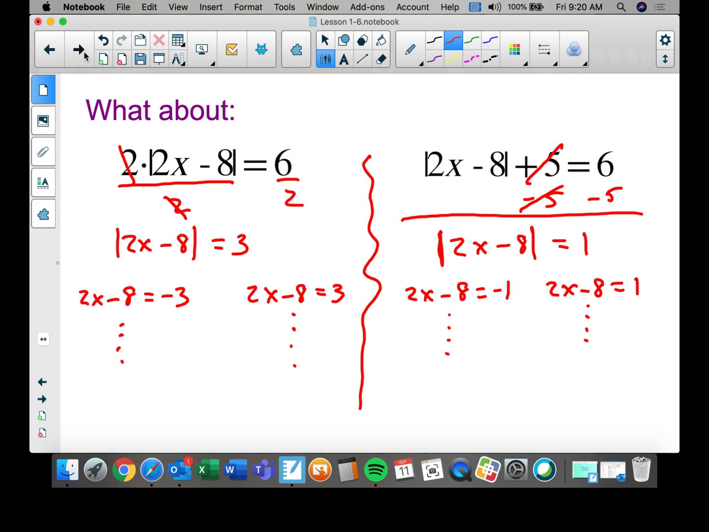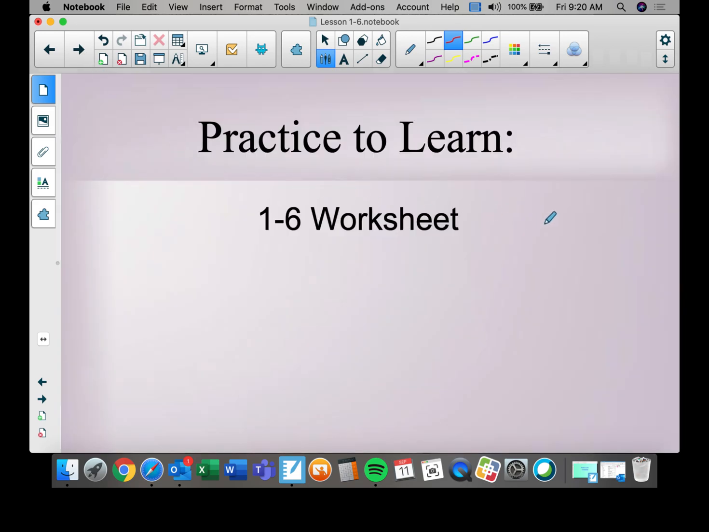Okay. What I would like you to do, practice to learn, is the 1-6 worksheet. And so what I want you to do is come with any questions that you have about the lesson. If there's anything that did not make sense, come to class next time with any questions on the worksheet. Okay, and we will go over those questions. We'll clear everything up and make sure that you are understanding what's going on.